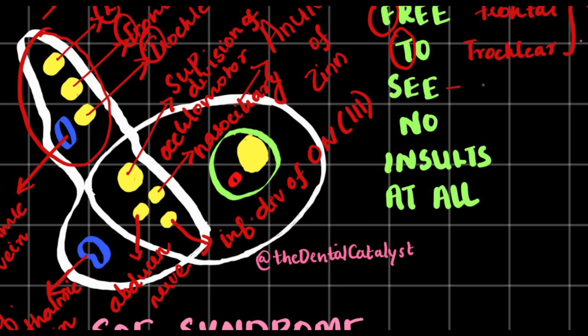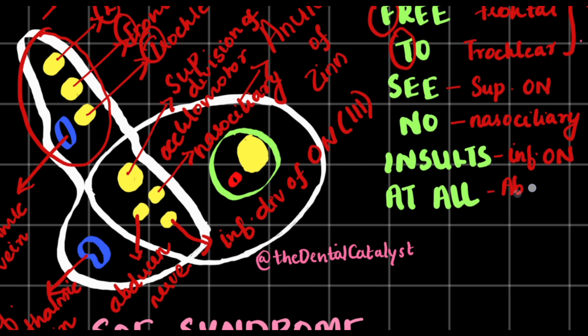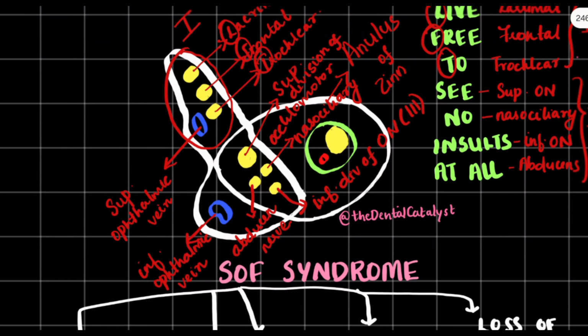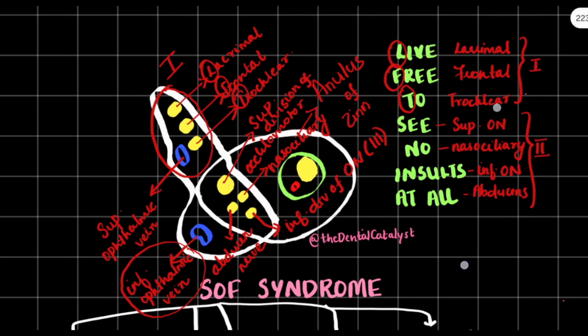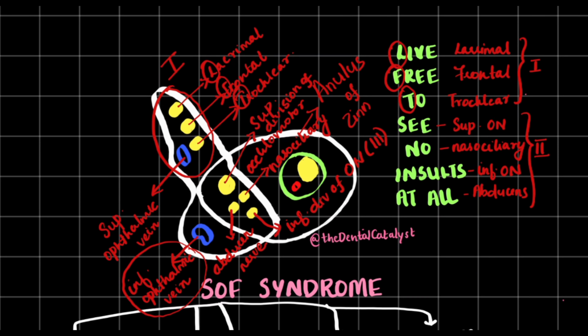We have the superior division of the oculomotor nerve. Then we have the nasociliary nerve. We also have the inferior division of the oculomotor nerve and the abducens nerve passing through the second or the middle sector. And then we have the inferior ophthalmic vein passing through the inferior sector of the superior orbital fissure. So please do remember the mnemonic in here. Live free to see no insults at all.